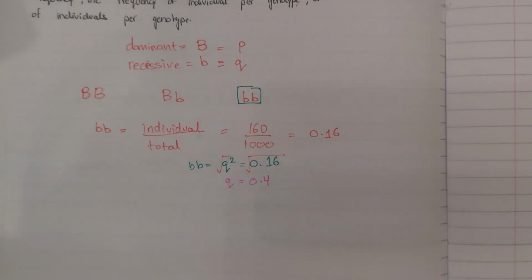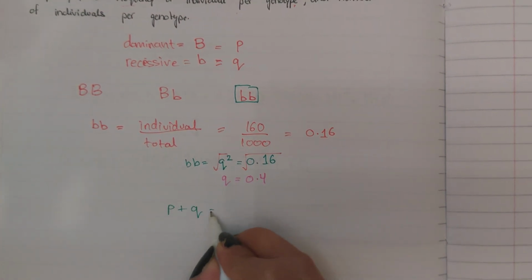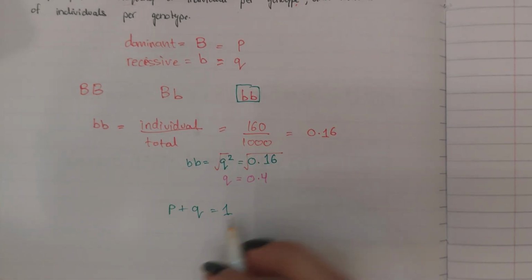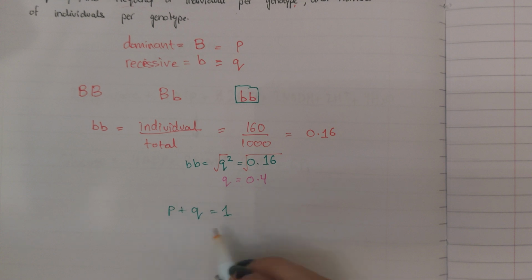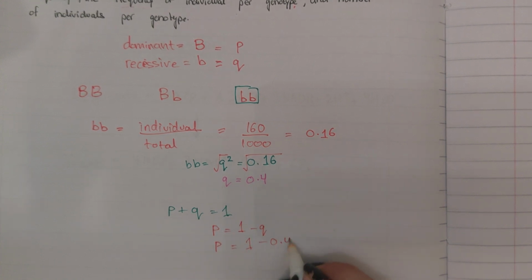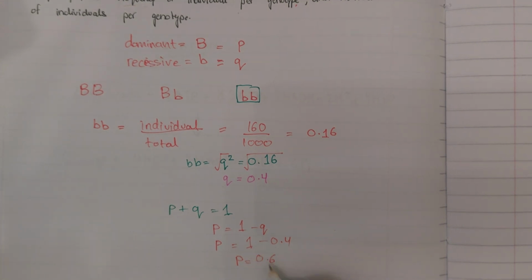So we have q square, we have q, and with the help of the equation we are now going to find p. We know the equation, which is p plus q equals 1. So we know q and we know 1, obviously. So we find p with the help of this. p is equal to 1 minus q. q, as you can see, is 0.4. And our p is going to be 0.6.